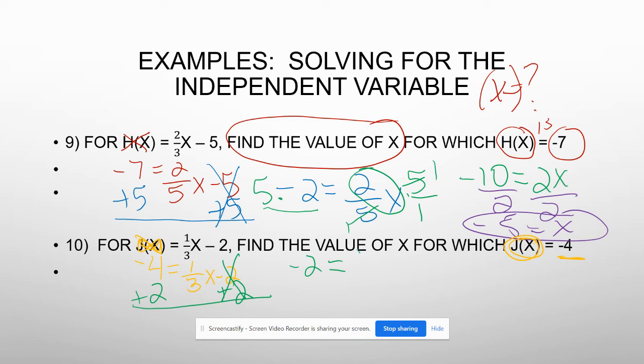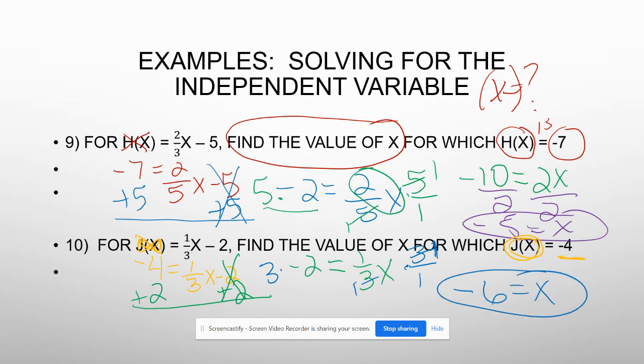So we have negative 2 is equal to 1/3 x. Remember, we can say this is 1/3 or 1 divided by 3. The opposite of dividing by 3 is multiplying by 3 on both sides. So our 3s on the right cross-reduce to 1. 3 times negative 2 is negative 6. So x is equal to negative 6.